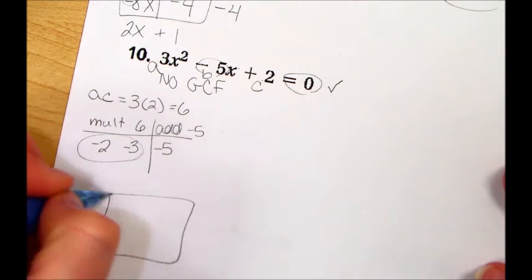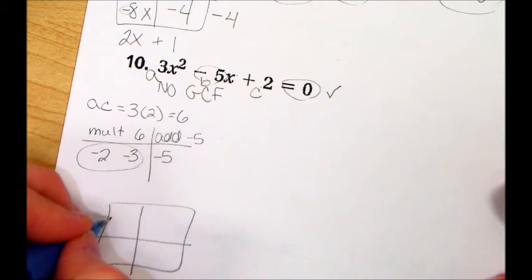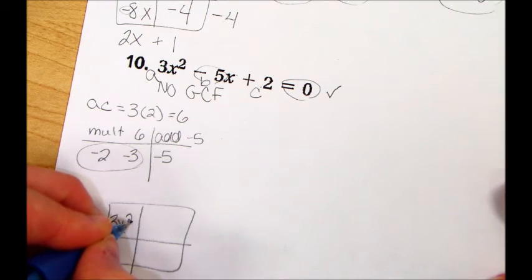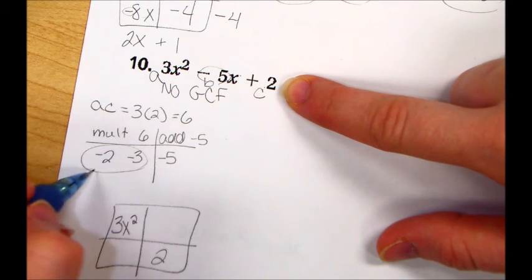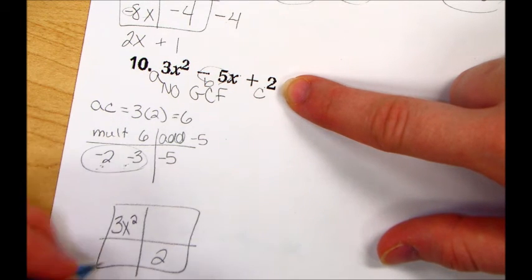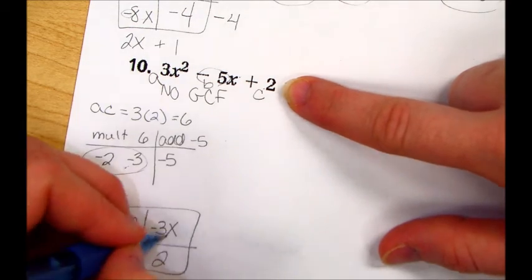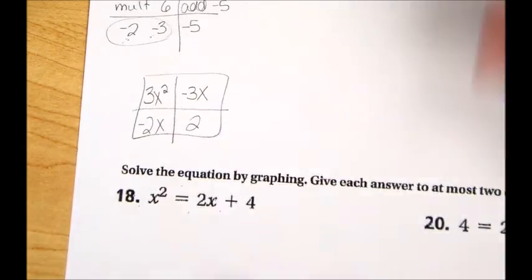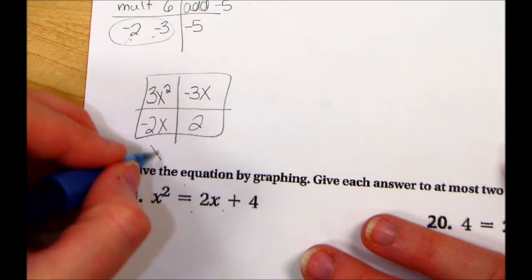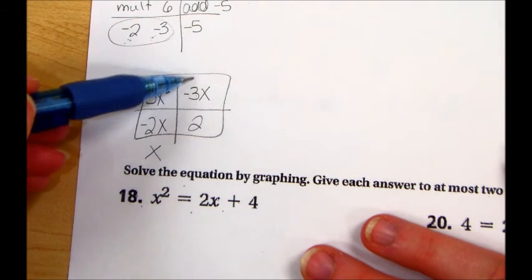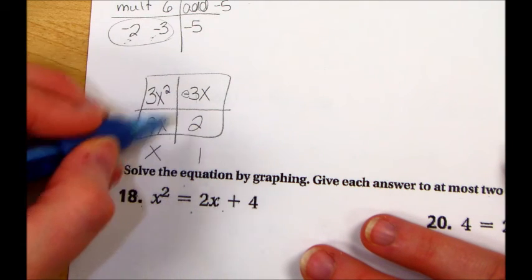Set up your box. Put 3x squared in your first box. Put the +2 in your last box. Put these two numbers that you found catty-corner from each other with an x, or whatever variable the problem is using. Pull a GCF out here. The only GCF is an x. Pull a GCF out here. That's kind of an odd one. The only thing that goes into them is a 1. And because that's a minus sign, I need a -1.